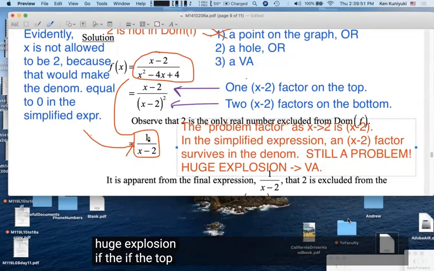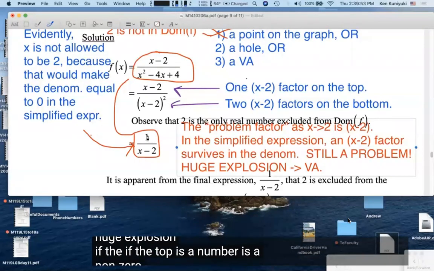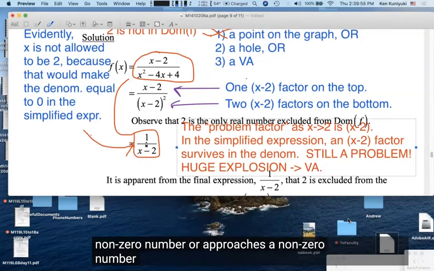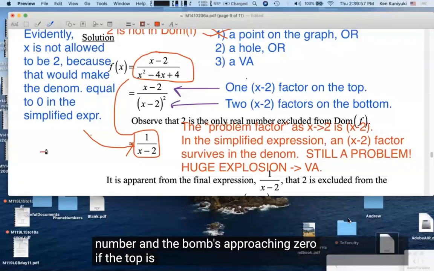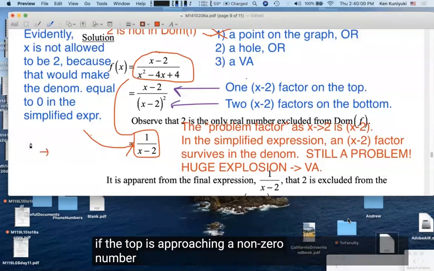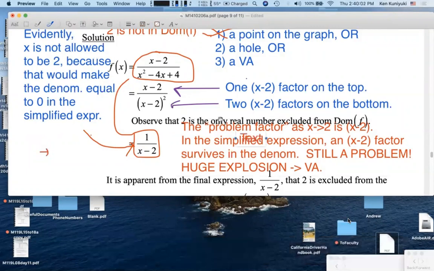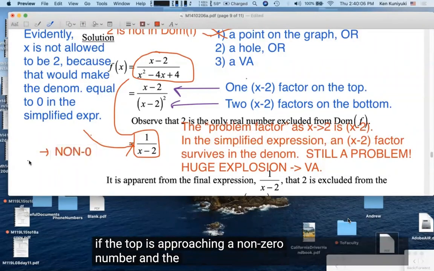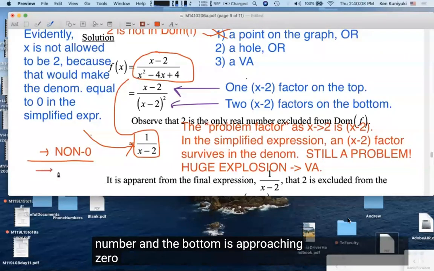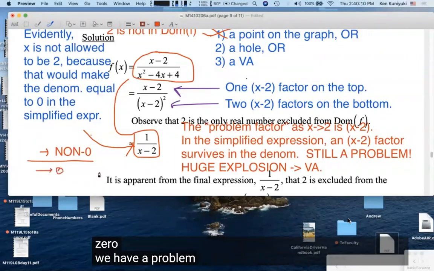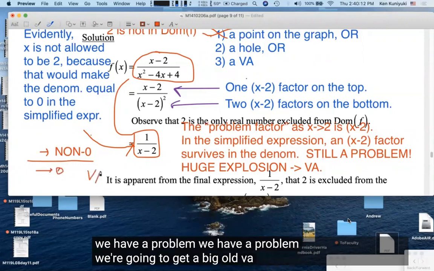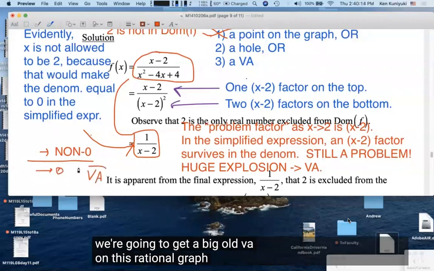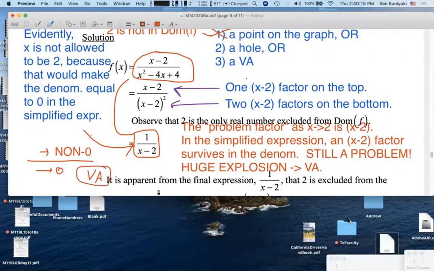If the top is a non-zero number or approaches a non-zero number, and the bottom is approaching 0, we have a problem. We're going to get a big old VA on this rational graph.